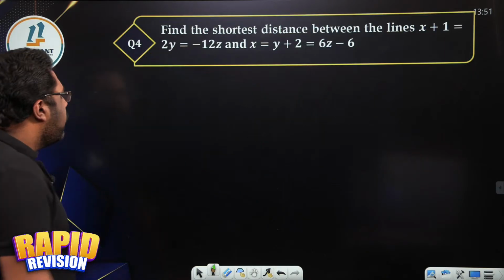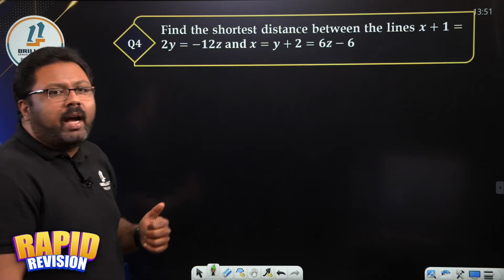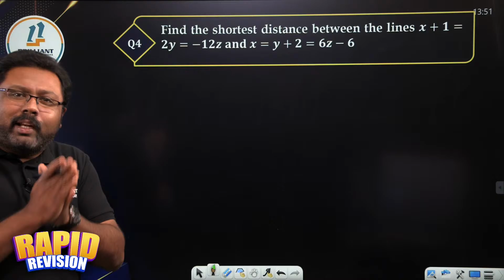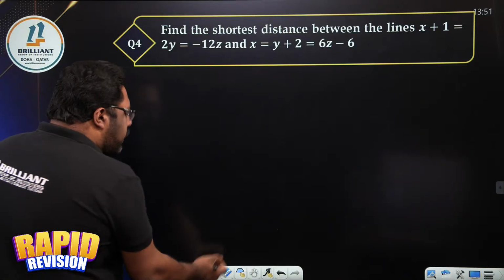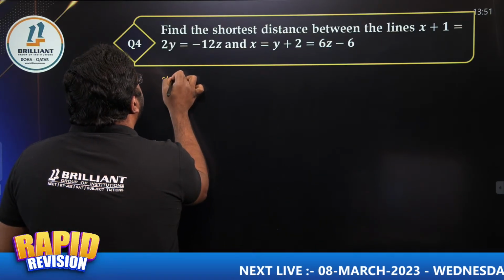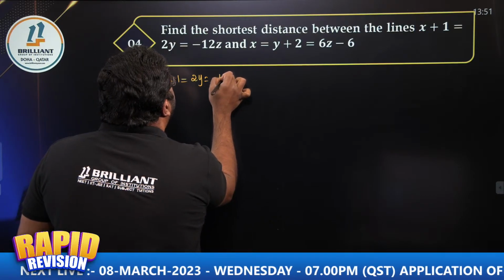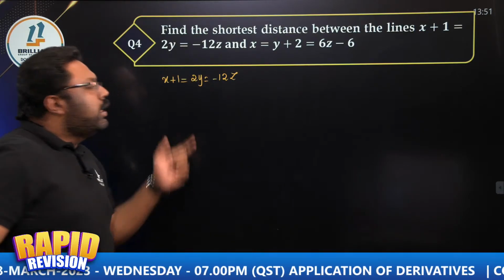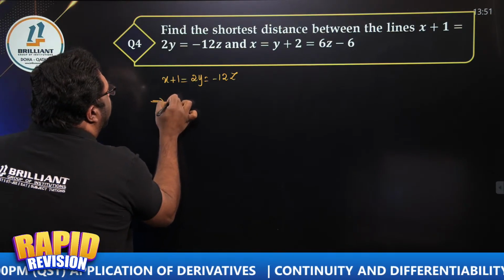So here, I'm going to go to the next question. Okay, here again is the shortest distance between two lines. I'm just going to help you to write it in the standard form. You will be solving it yourself. The first equation is x plus 1 equal to 2y equal to minus 12z. This is the equation of the first line. Writing it in the standard form, all of you.